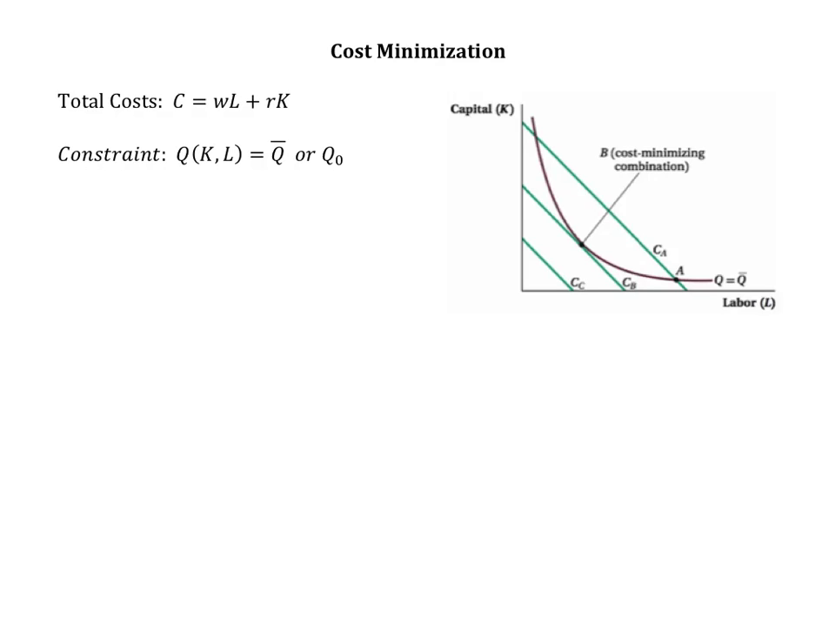To bring together costs and production mathematically, we start with a Lagrangian. And we find the three first-order conditions. So I take the derivative of the Lagrangian with respect to L, set it equal to 0. Now stop the video and you do the other two first-order conditions.